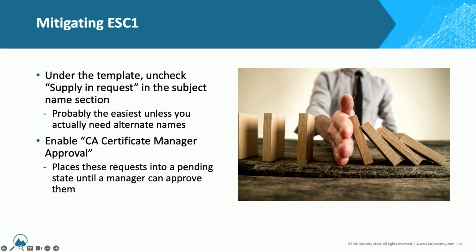And then there's also CA certificate manager approval, although we want to be careful about this one, because again, this means that anytime someone requests a certificate, there becomes a series of steps that you need to go through to actually approve that. And if we're working heavily on automation, that may not be the best way to go. So again, just be careful about how you go about mitigating these things. So you want to talk about escalation 4?